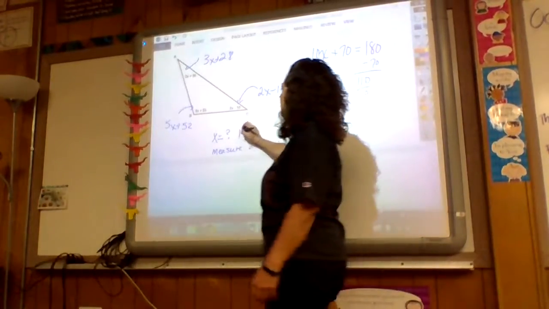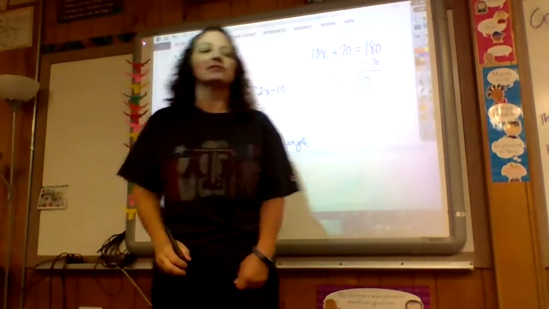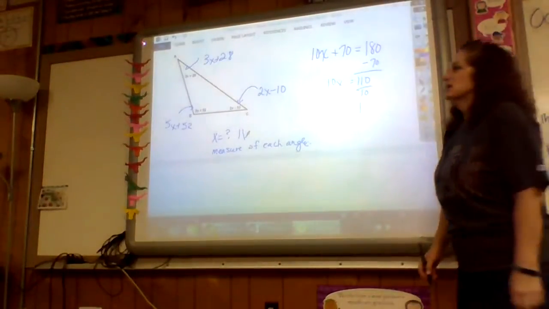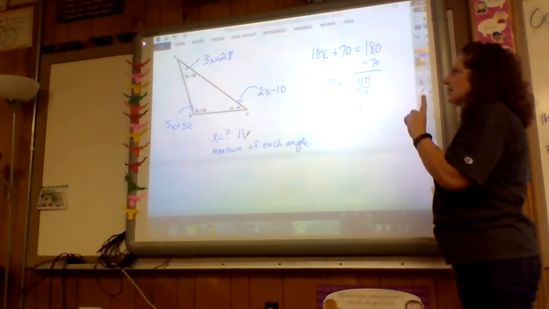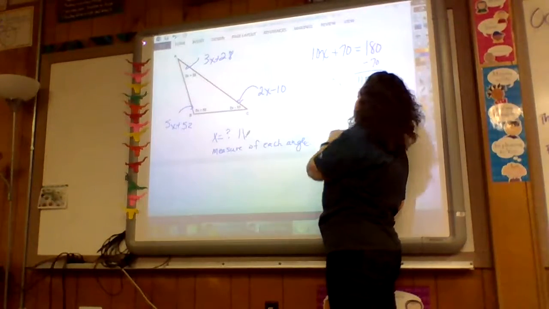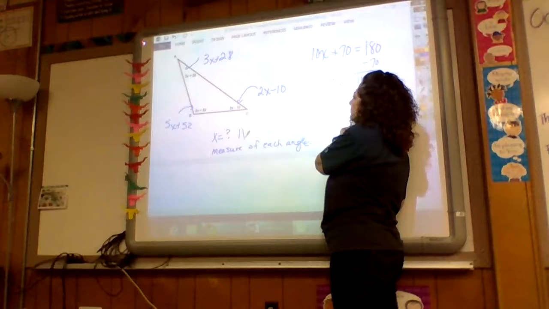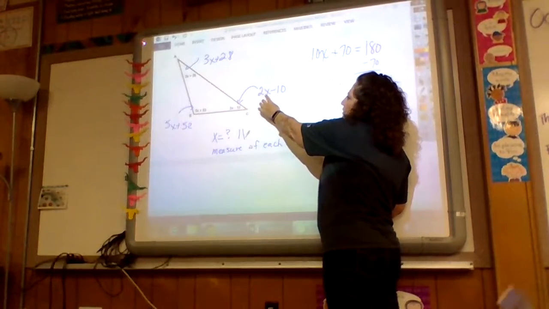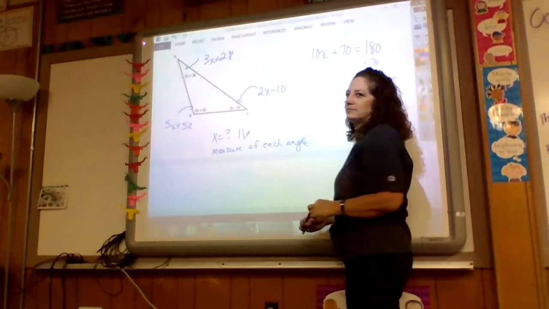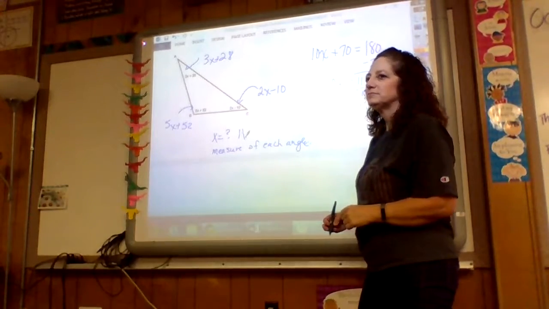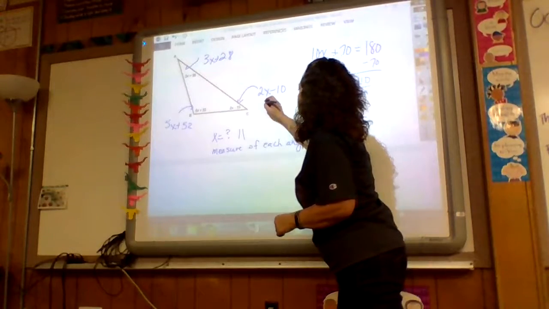So we did find our x. Did you find your x also? Skylar, are you watching what we're doing? Yeah, x is 11. Now, Tyson, I want to find the measure of this angle. What do I do? You put 11 in for x, so 22 minus 10. 12. You have a 12-degree angle.